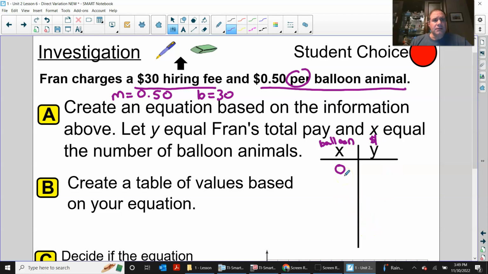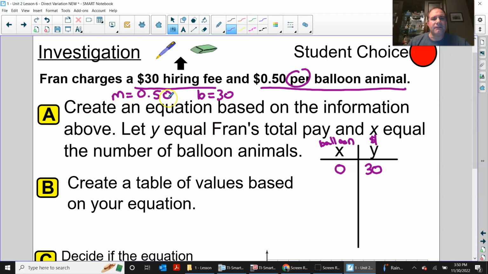So if Fran, I'm jumping up past A, but if Fran has 0 balloon animals, she walks into this party. How much did she make if she doesn't want a balloon animal? Like if nobody wants balloon animals, how much is Fran going to get paid as a hiring fee just to walk in? $30. So if she makes 0 balloon animals, she still gets paid 30. That's the hiring fee.